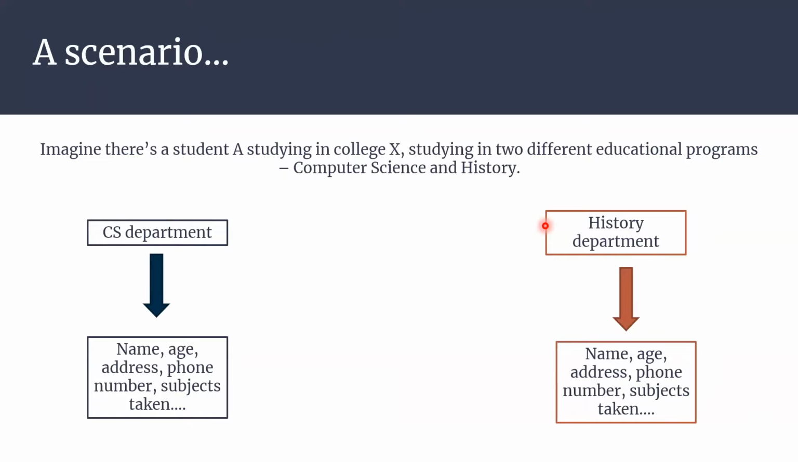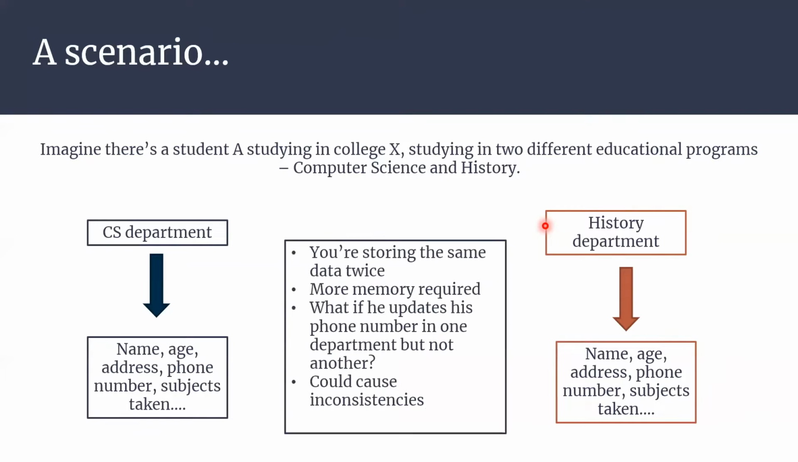There's a slight problem here, which is that you are storing most of the information twice, right? You can see that you're storing his name, the age, the address, the phone number. You're storing that twice, once in the computer science department and once in the history department. So you're using a lot more memory because you're storing everything twice, right? And memory is a precious commodity in a database.